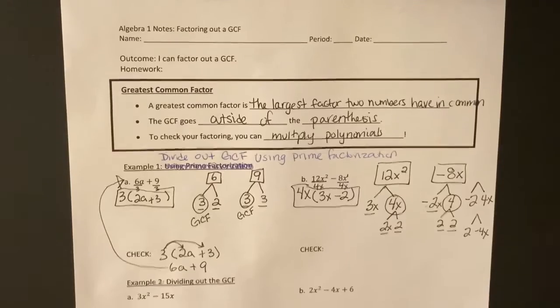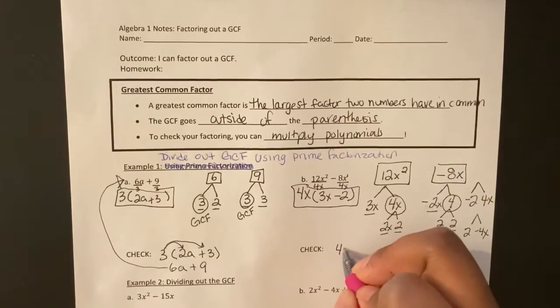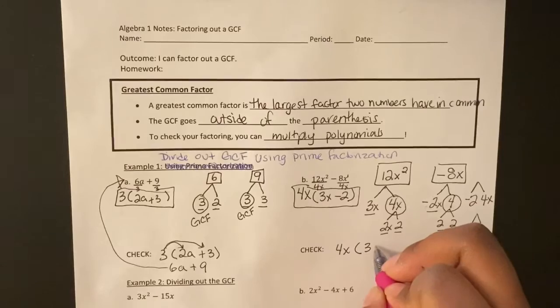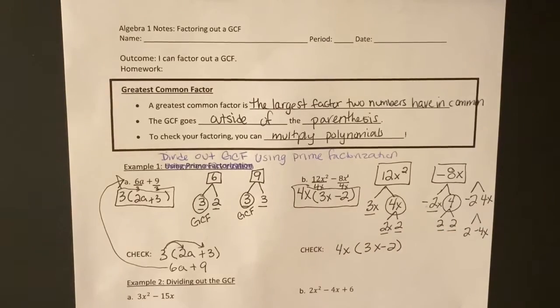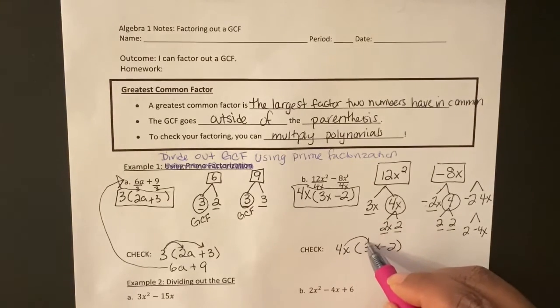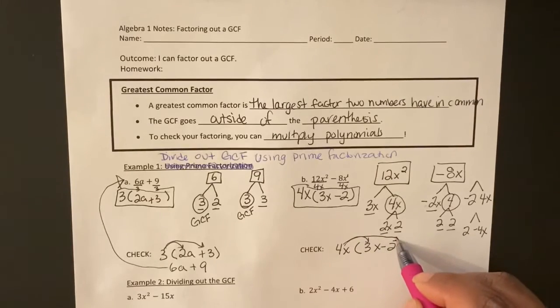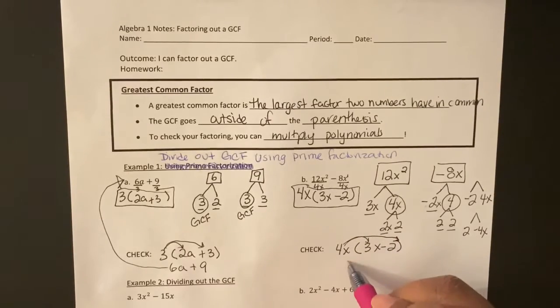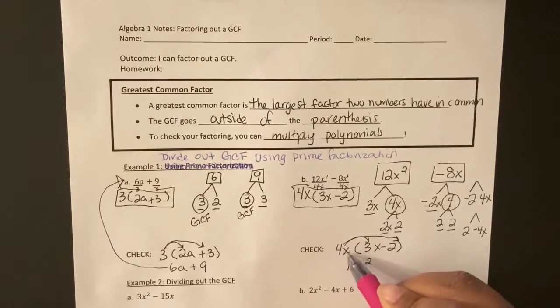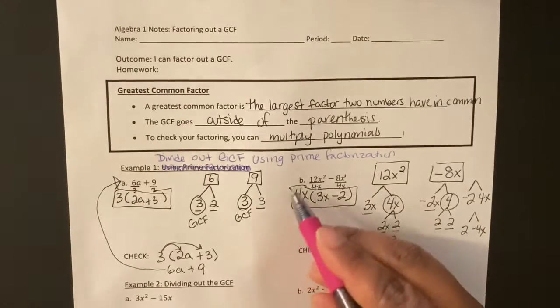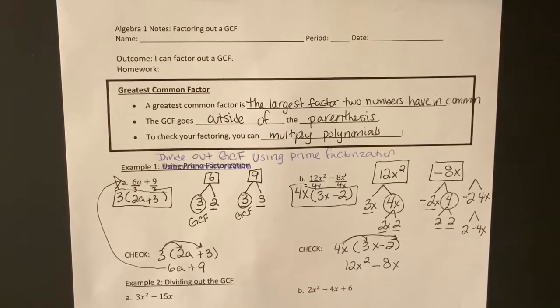And I have to check it. So 4x times 3x minus 2. I'm multiplying them using my humps. 4x times 3x is 12x squared. 4x times negative 2 is negative 8x. And that brought me right back to my original, so I know it's right.